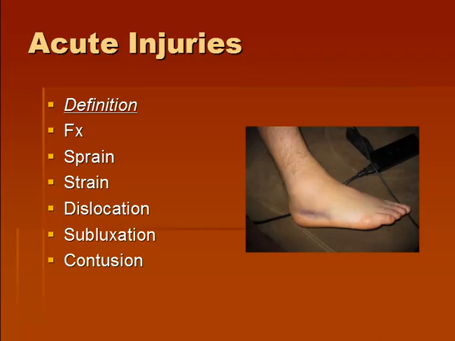Subluxation is a partial dislocation, so the joint comes out, but it goes back in, so it looks normal. It looks fine, but the athlete might report something like it feels like it came out and went back in. So subluxation, partial dislocation, but it looks fine. And a contusion is fancy for a bruise.